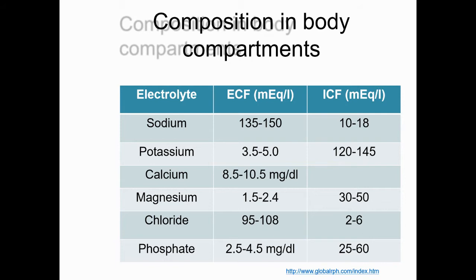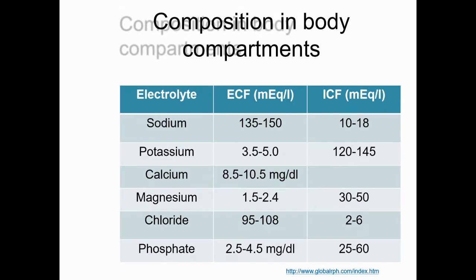Calcium will be about 8.5 to 10.5 milligrams per deciliter. In the case of magnesium, just have a look at the electrolytes here. Magnesium will be about 1.5 to 2.4 milliequivalents, and in ICF that will be about 30 to 50.